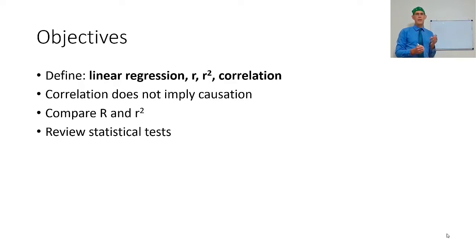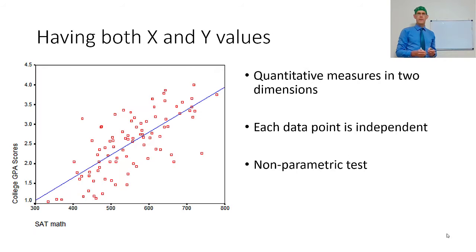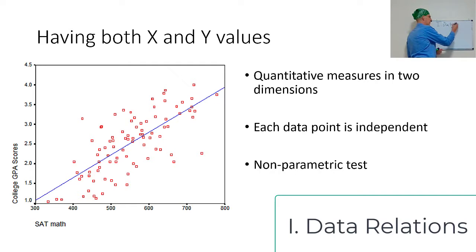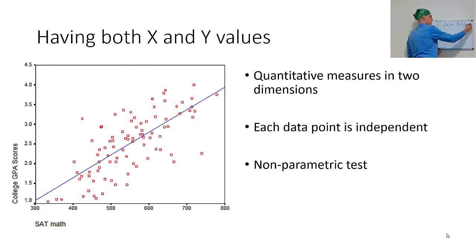Remember, correlation does not imply causation. I want you to be able to compare r and r squared, and, at the end of this, take some time to review statistical tests. So, linear regression is about data relations. How are two different facets, different x and y, how are those going to be related?